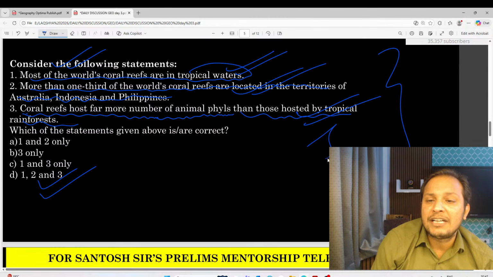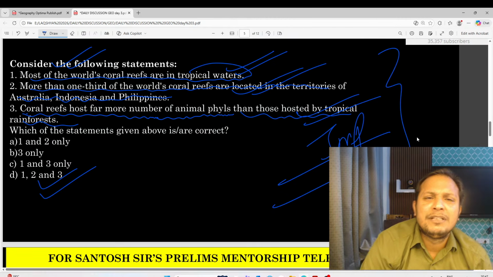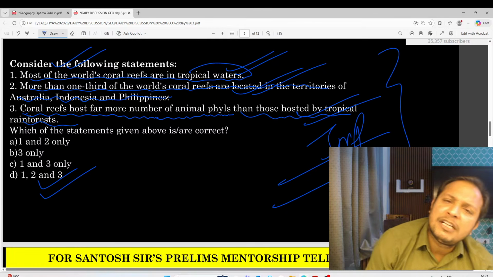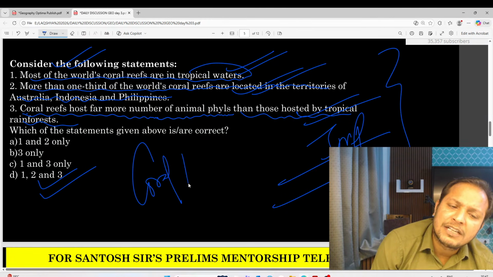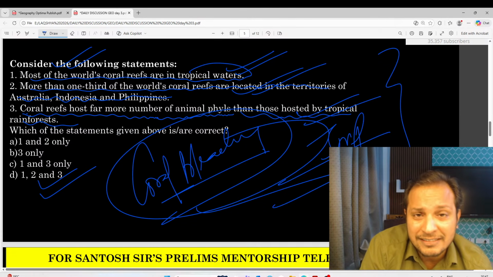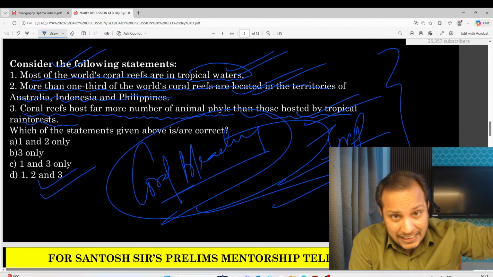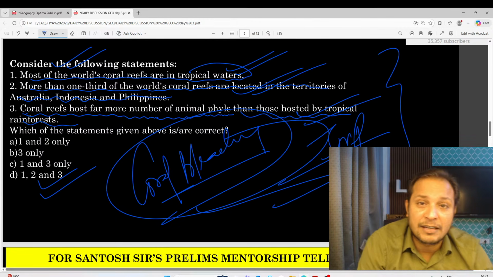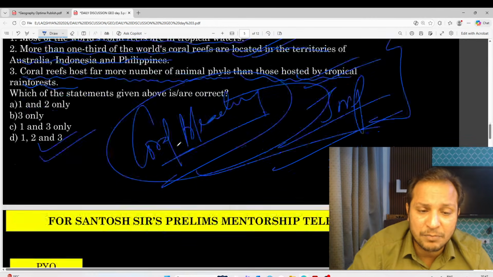So coral reefs, guys, is an important theme. Multiple questions have been coming on coral reefs. This year I am expecting a question on coral reefs, particularly coral bleaching. What will happen if there is coral bleaching? You know, guys, the entire food chain of the ocean will get disrupted. Food chain. So this is very, very important. Coral reefs.